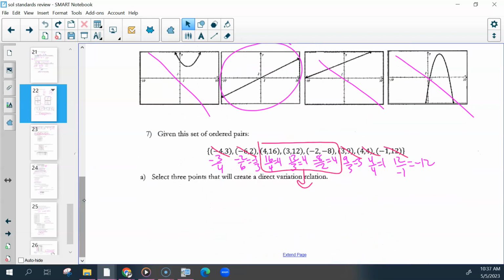7 is like the one we just did. Given the set of ordered pairs, select 3 that will create a direct variation. So you can do the math, break the math underneath if you want. You don't have to. But 3 that would work are 4, 16, 3, 12, and -2, -8.